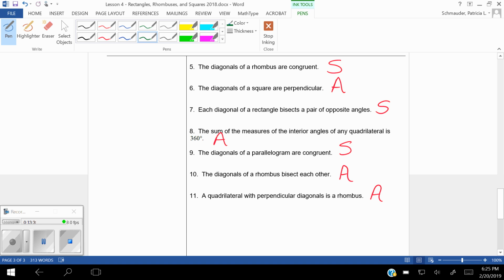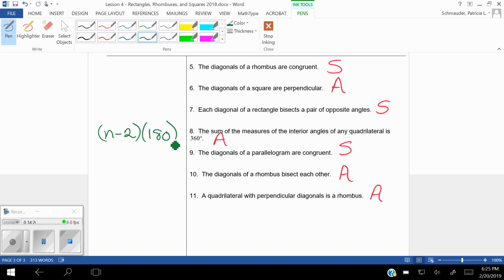Okay, number 8, the sum of the measures of the interior angles of any quadrilateral is 360. That's always, that doesn't even have anything to do with parallelograms. That's just using the formula n minus 2 times 180. And of course, n is 4 in the case of a quadrilateral, so 2 times 180 is 360. Number 9, the diagonals of a parallelogram are congruent. That's sometimes. When the parallelogram is a rectangle or a square, the diagonals are congruent, but only during those times.